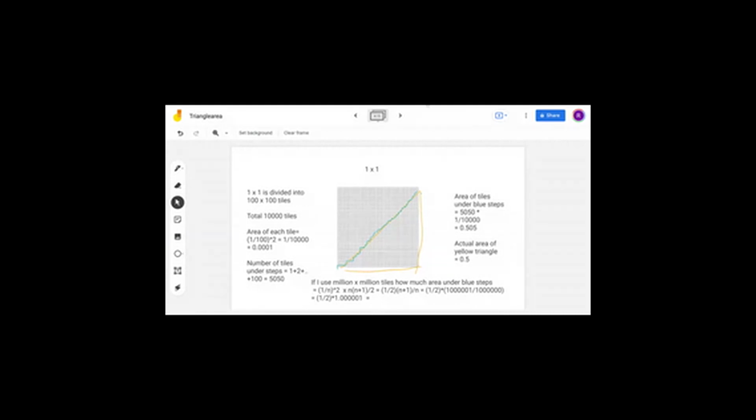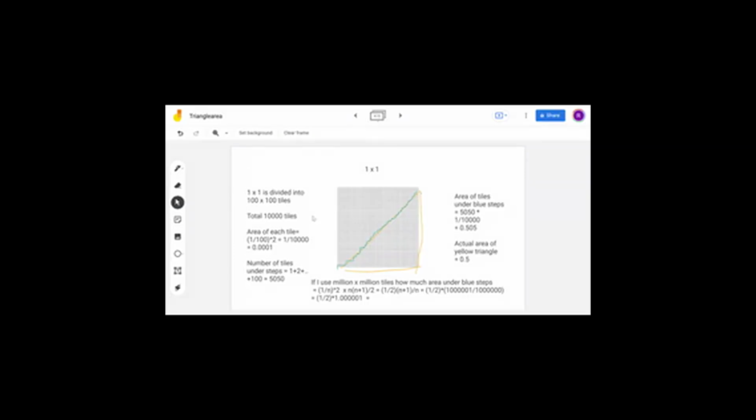Okay. So Akash, Jakati, do you understand this part so far? How we get approximately the area of all the tiles below the steps, and how that is approximately the area of the triangle, and how that way we get 0.505. Do you understand that, Akash? Yes, sir.